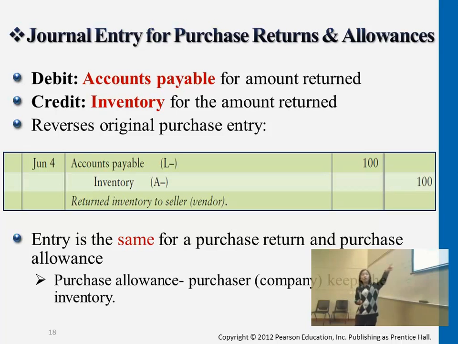Okay, the right side, $100, could actually represent shipping back the $100 worth of inventory to the seller, or keeping hold of the ones that are no longer useful to our customer, but we get a refund from the seller. Okay, so for both cases, we use the same entry.